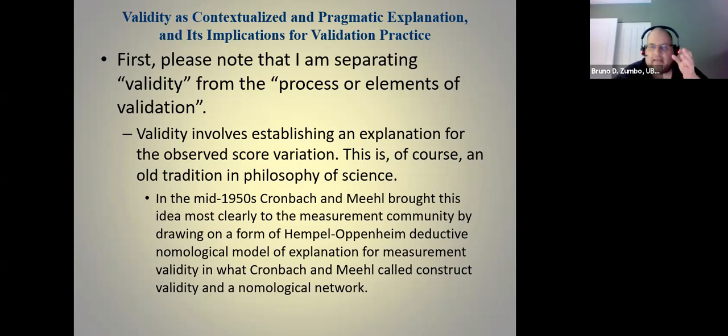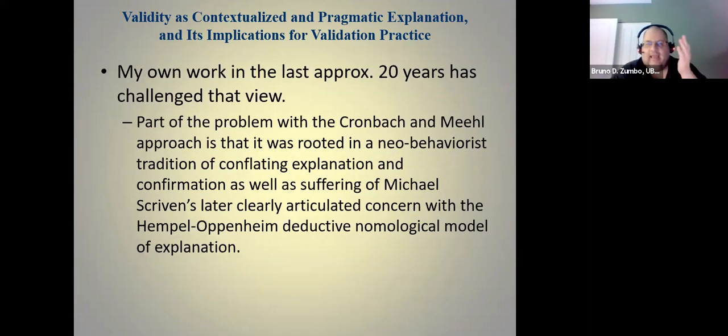If you look at the Cronbach and Meehl paper in the mid-1950s and situate it within the philosophy of science of the time, influenced by the work of scholars like Herbert Feigl and others, who would have influenced Meehl a great deal at the University of Minnesota, that's bringing explanation to the forefront. Of course, Cronbach and Meehl are in fact reflecting their own approach that's rooted in a sort of neo-behavioralist tradition.